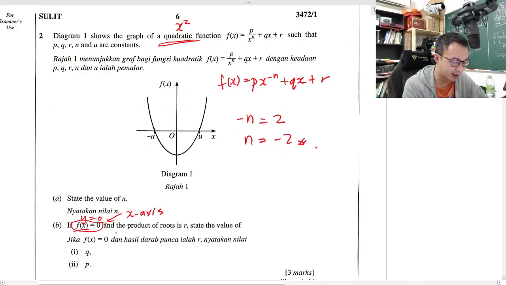Then they say the product of roots is r, and ask us to state the values of q and p. We kind of need to work with these equations, but I guess maybe we can straight away do this. Let me just rearrange the equation first. We learned about this: f(x) equals x squared minus sum of roots times x plus product of roots.